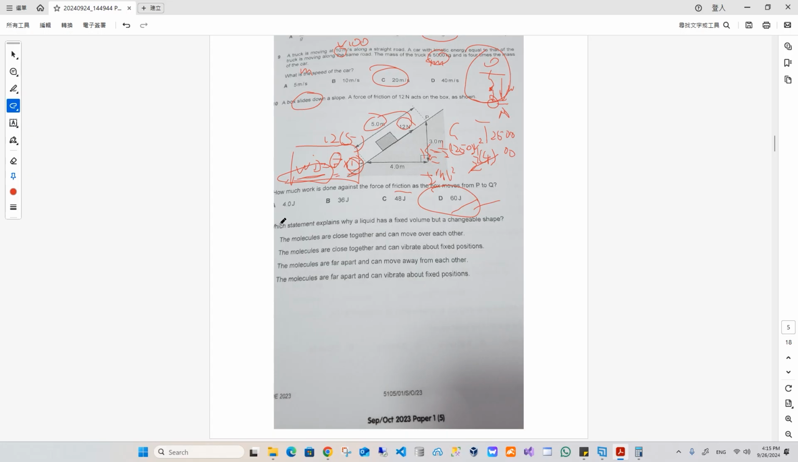Don't worry. So which statement explains why a liquid has a fixed volume but a changeable shape? The idea is that a liquid has particles that are touching one another. They are very close with one another, but they can slide along each other. They can slide, but they cannot leave gaps. So all the particles can slide into any shape they want, but they cannot be compressed because they are already packed. There's no air, no gap.